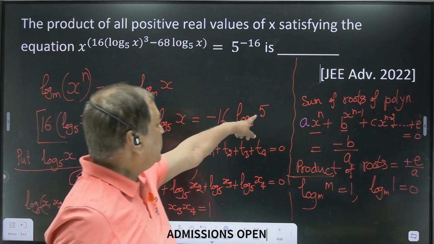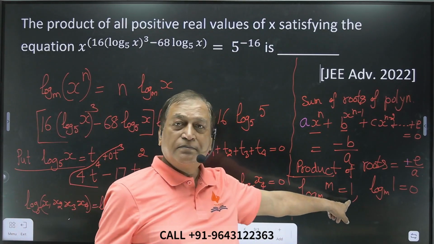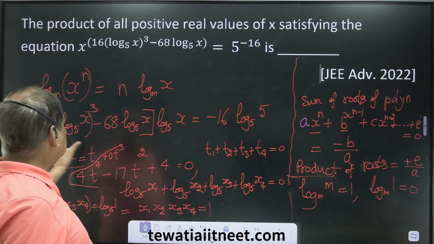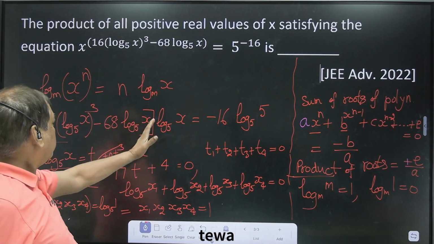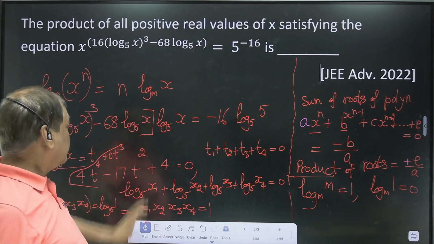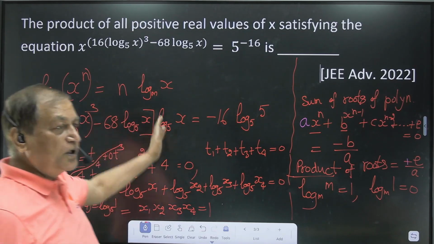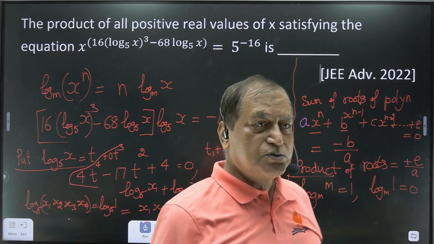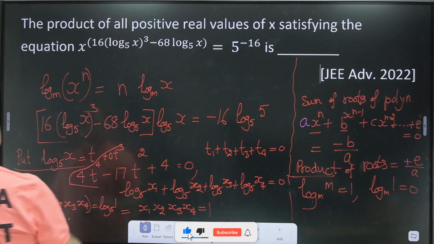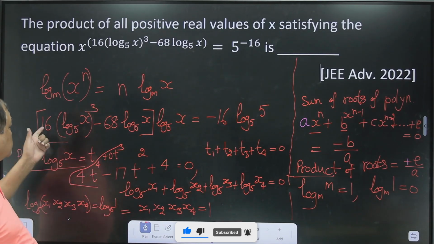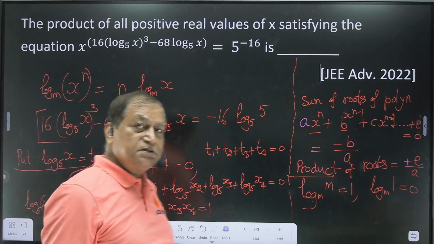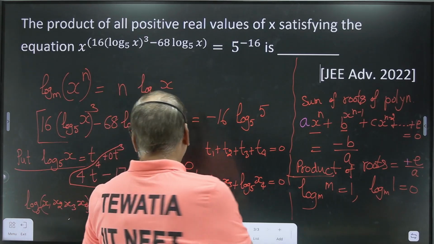What is log 5 to the base 5? Log m to the base m is 1. So this is minus 16. Log x to the base 5 is multiplied by this cube, and this is log x to the base 5. So it looks like a polynomial in log x to the base 5. We put log x to the base 5 equal to t. So this equation reduces to 4t to the power 4 minus 17t squared plus 4 equal to 0.